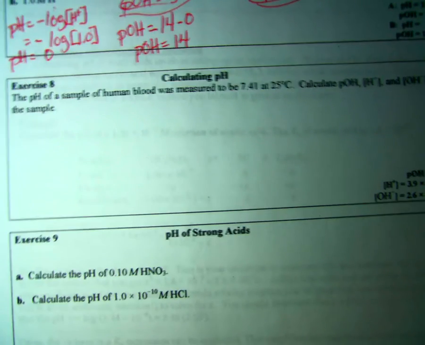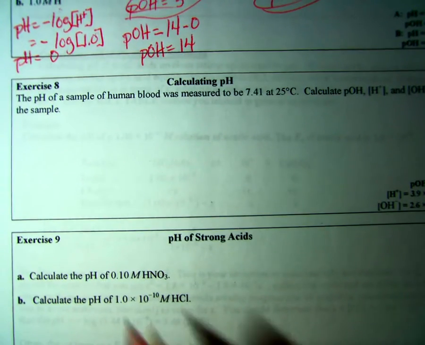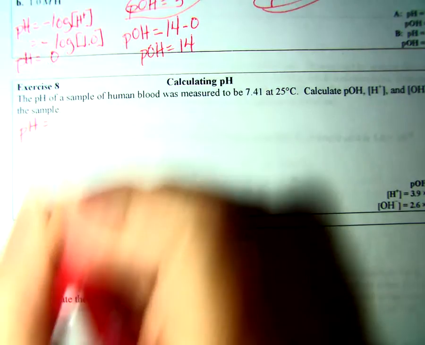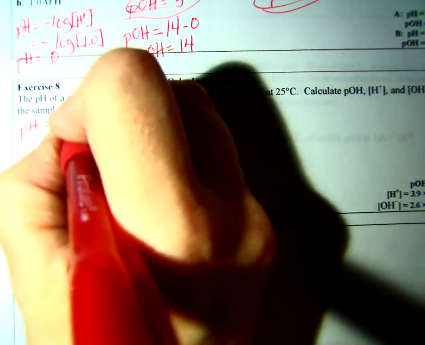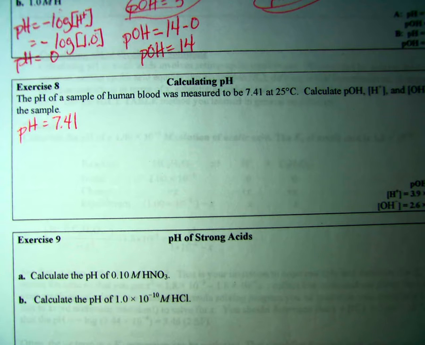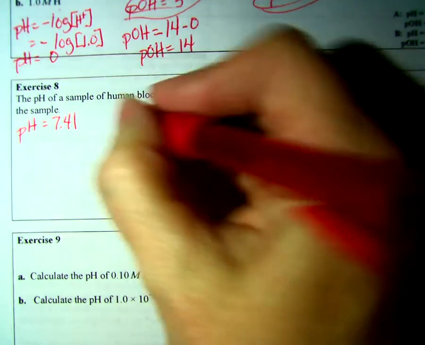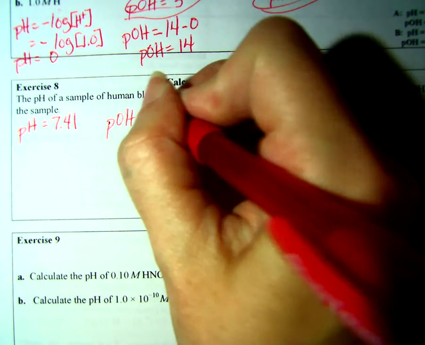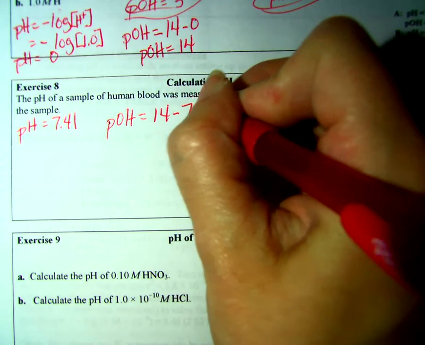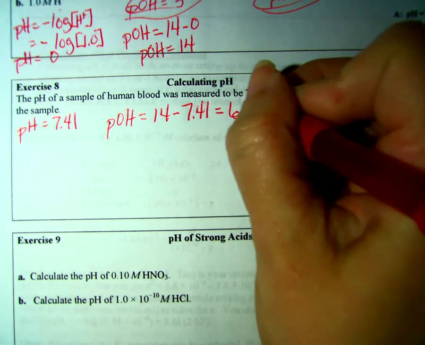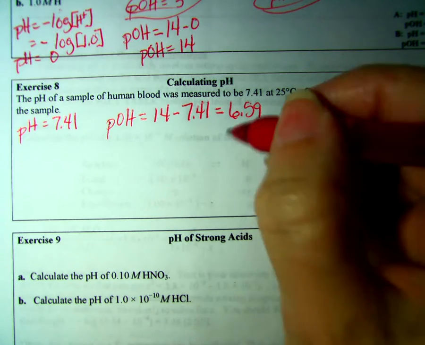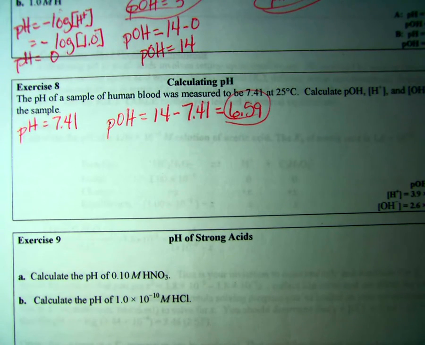All right. Exercise 8 tells you, okay, you've got a pH of human blood that is measured to be 7.41. And they want you to calculate pOH, the hydrogen ion concentration, and the hydroxide ion concentration. Well, pOH is easy to calculate. pOH is 14 minus your pH, which is 7.41. So you get 6.59. So quickly, you got your pH and you got your pOH.